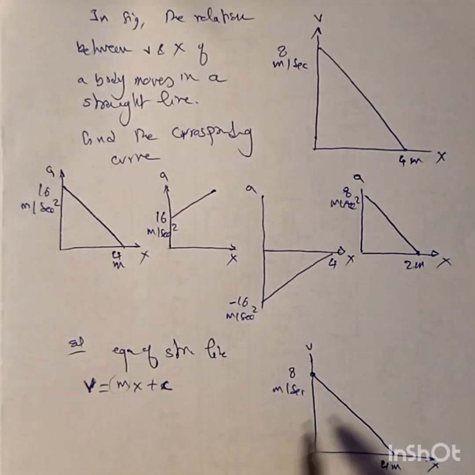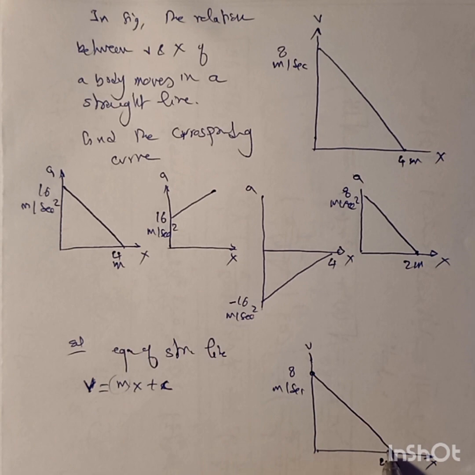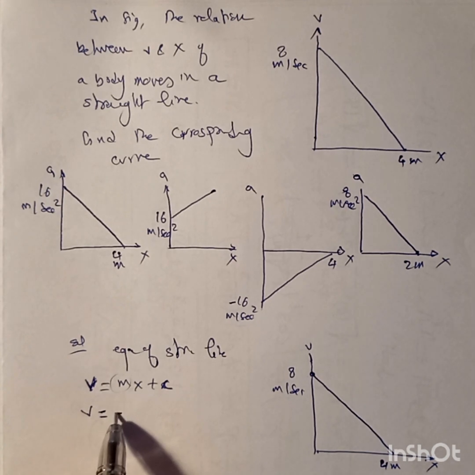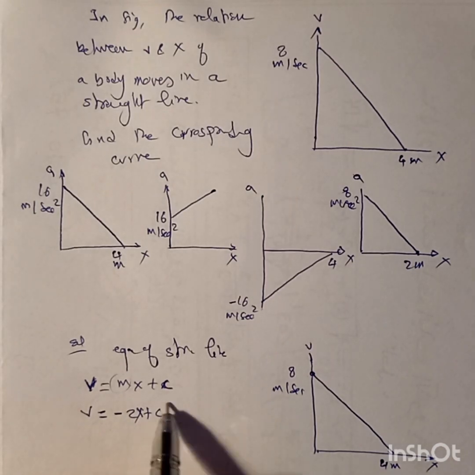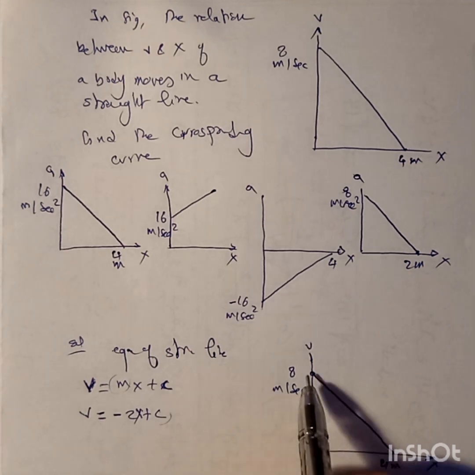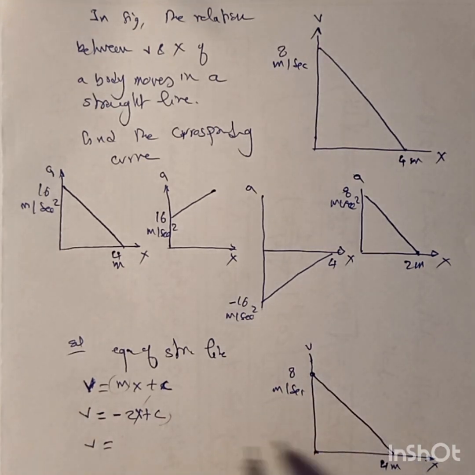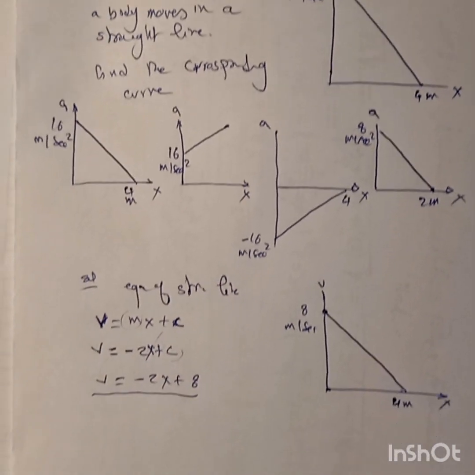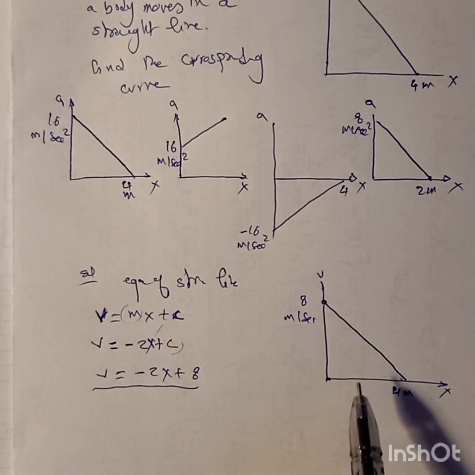As m is the slope of this line, the slope is this distance divided by this, but in the negative direction. Then we have v equals negative 2x plus a constant. To find this constant, we substitute: when x equals 0, v equals 8. Then the equation of this straight line is v equals negative 2x plus 8.